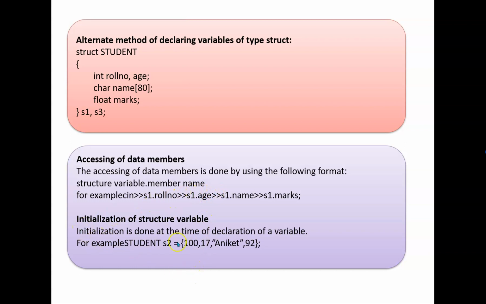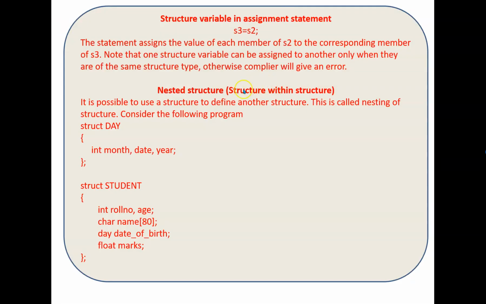You can also do a quick initialization. If you do student S2 equals, you can say 100, 17, etc., and it will assign them to each of the variables for you. It's a handy little tool. So, when you assign one structure to another, the statement assigns the value of each member of S2 to the corresponding member of S3. Now, the structure types have to match, otherwise the compiler will give you an error. You can use nested structures. For example, you can have a day structure, which we use in our student structure, although this should be spelled in lowercase.